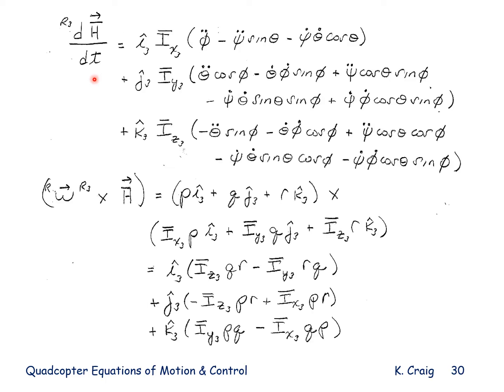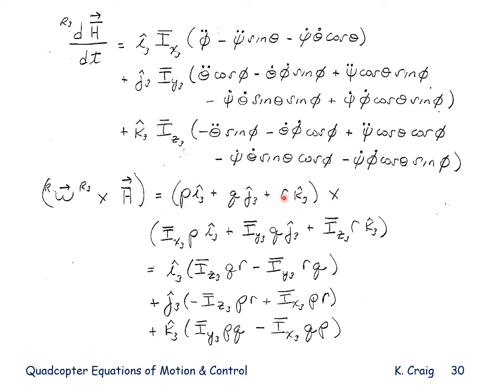I then expand those derivatives, and my expression for p dot, q dot, and r dot is shown here in these expressions. I then need to take the cross product of the angular velocity of the quadcopter in the grounded reference frame and cross that with the absolute angular momentum of the quadcopter with respect to its CG.